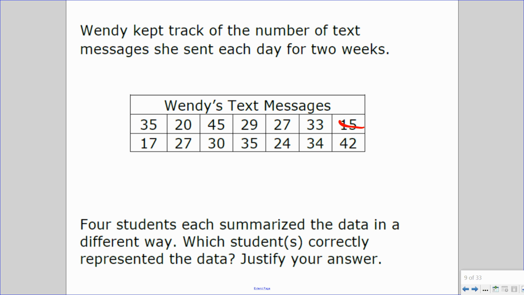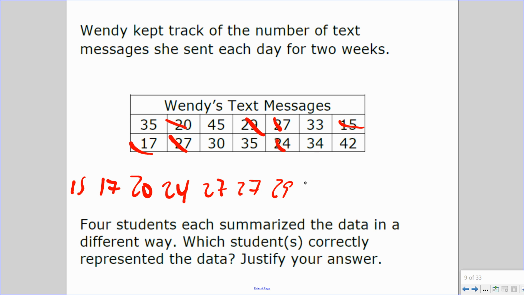So we have 15, 17, anything else? 20s, 20s, 24, 27, 27, 29. We have 30. We have 33, 35, 35. Whoops. I'm going to have to erase that. Wait, let's do it again. 30, 33, 34, 35, 35. Then we have 42, 45.